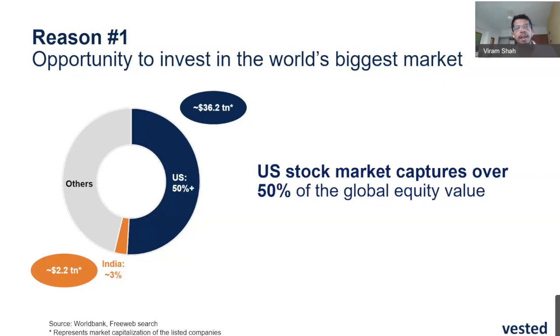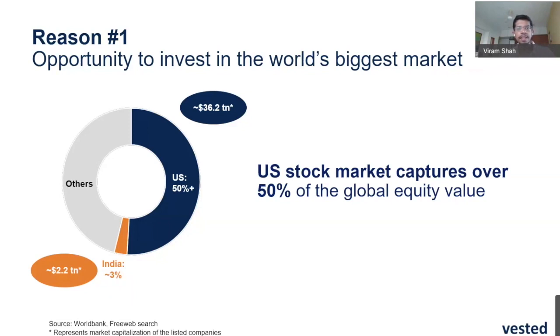Compared to India, where we have about 2 trillion and about 3%, right? So you want to be able to get access to different kinds of opportunities. The largest market basically gives you a lot of depth, a lot of different diverse opportunities, and you get a lot of volume, which happens in the US market. So you can take benefit of the liquidity that is there.